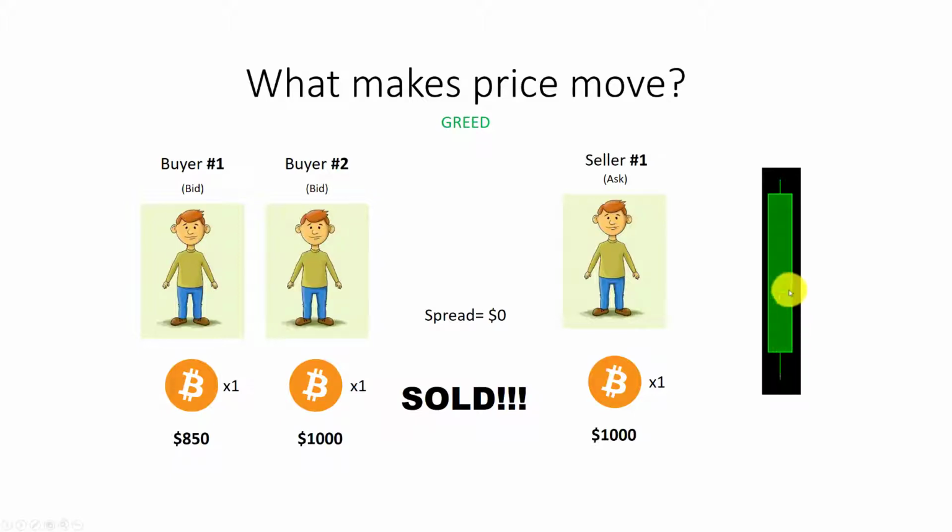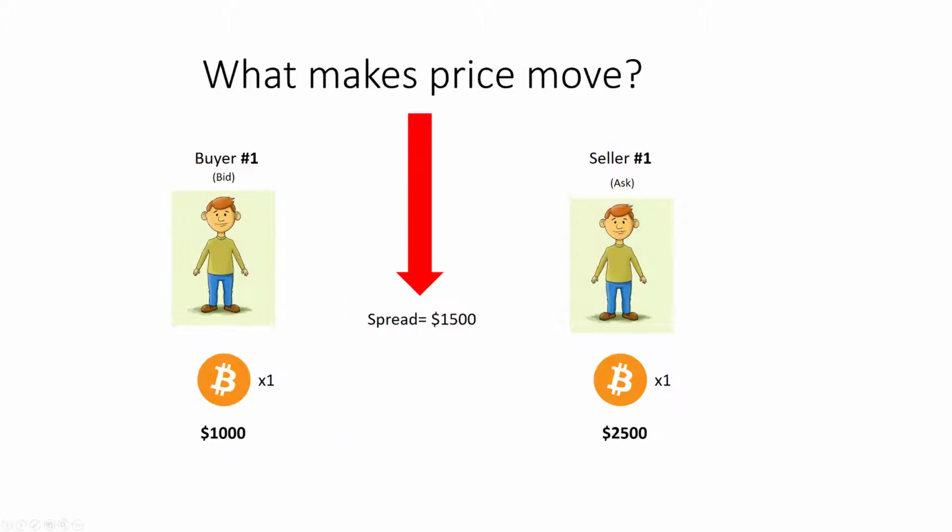That's how price can escalate very quickly, because if you think about thousands of participants in a market, this can go very fast, and at the same time the sellers will be raising their prices too in practice. But as this is a simple example, that's how price moves up. Now, how does price move down? In kind of the opposite scenario, we have seller 1 and buyer 1, the ask and the bid. Seller 1 wants $2,500 for his Bitcoin, and the buyer is only willing to pay $1,000.